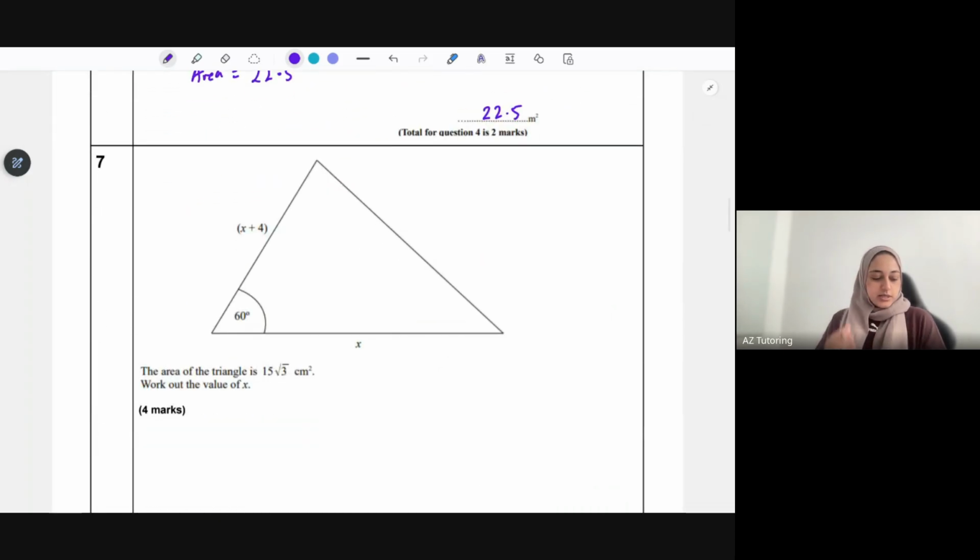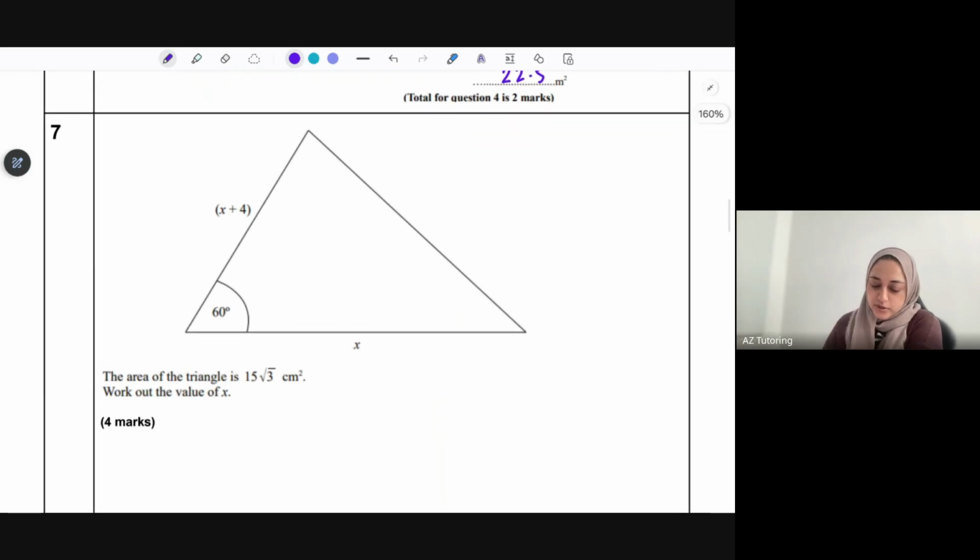Okay, so this is it in terms of algebra. So a bit similar to the last example that we had with the cosine rule and algebra. This is with area. So let's have a look at this. The area of this triangle is 15 root 3. Work out the value of X. Now it's a non-right angle triangle, so we're going to be using area equals a half AB sine C.